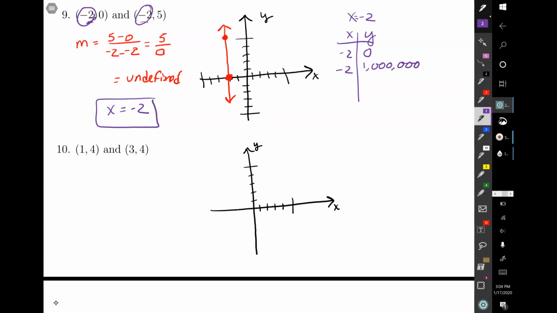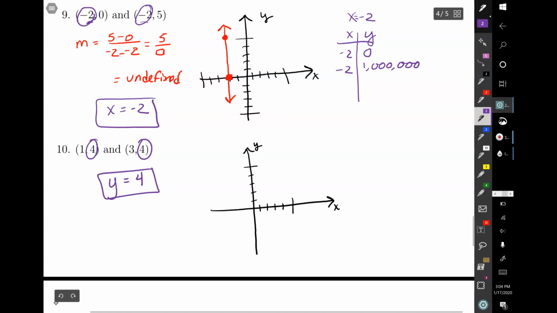Now this one, number 10, I don't need to graph it. I can notice 1, 4 and 3, 4. Those are my points. So I have y's that are the same. So I would just say y equals 4. That's my equation of the line. But just to show you what it looks like, 1, 4 would be right about there, 1 unit right and 4 units up. And then 3 units right, 4 units up.